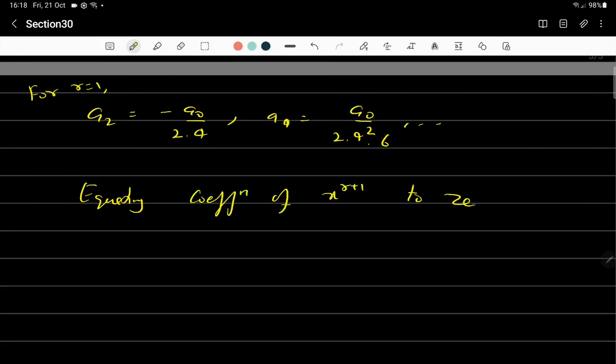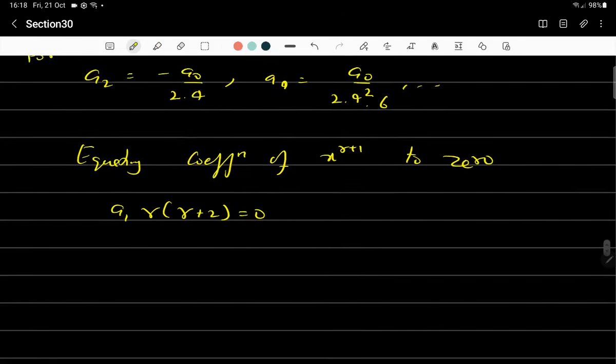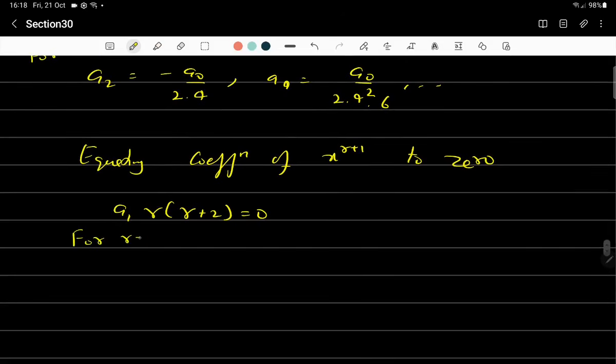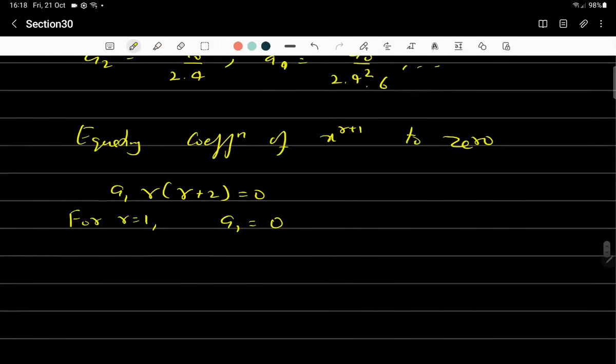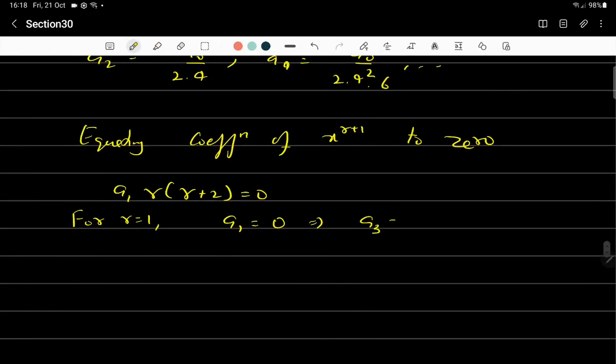Now the rest is simple. If you compute a2, it comes out to be a naught by 2.4 for r is equal to 1. a4 is a naught by 2.4 squared 6, and so on. Also, one important observation is you cannot compute a1 here because it starts with a2, and if you cannot compute a1, you cannot compute a3 and so on.